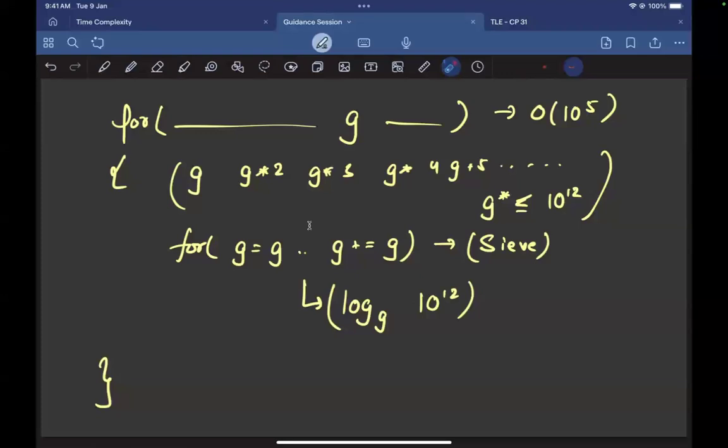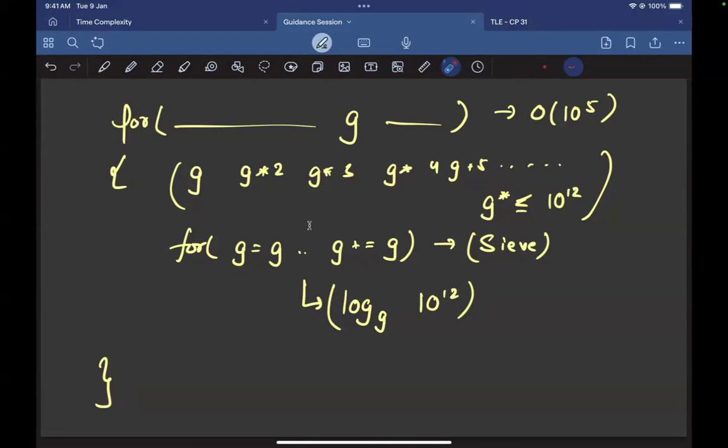Okay. Is this clear, guys? Okay. Great. I hope this works.